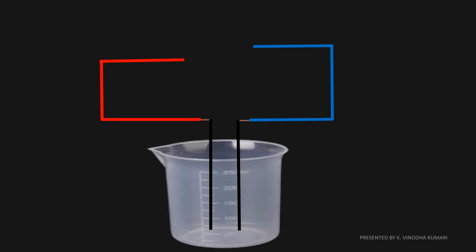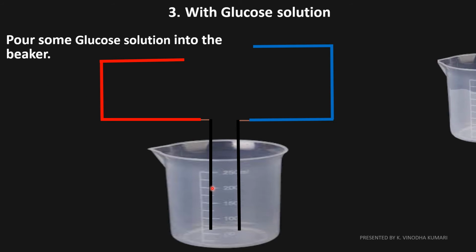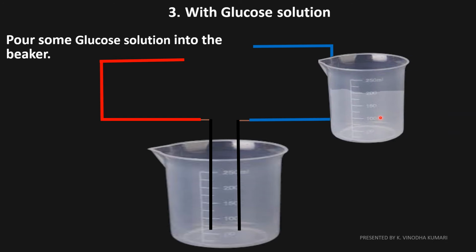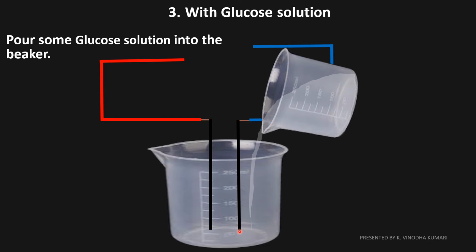So now we are going to take the glucose solution. The third solution is the glucose solution, and we'll perform the activity by taking this solution. We have to take a solution into the beaker, and then we'll continue the activity with this. So here we have already prepared the glucose solution. Now we'll pour it into the beaker. Okay, right? We have taken the glucose solution.